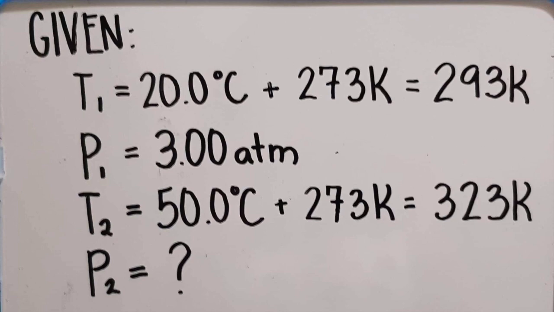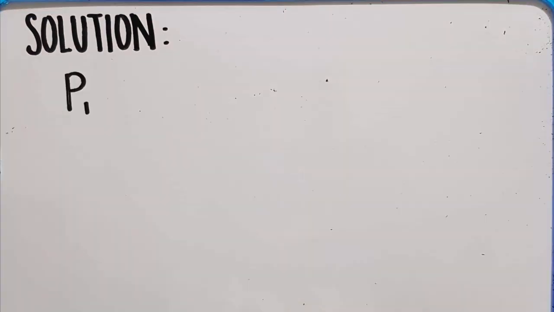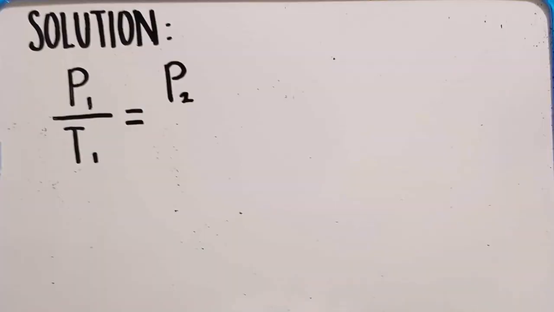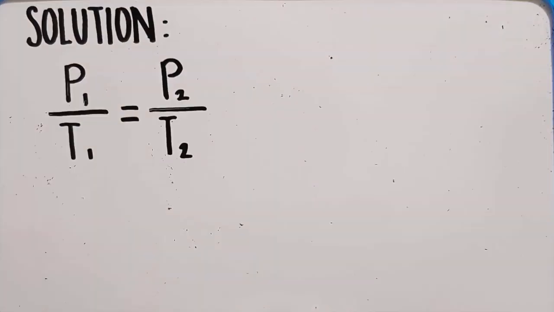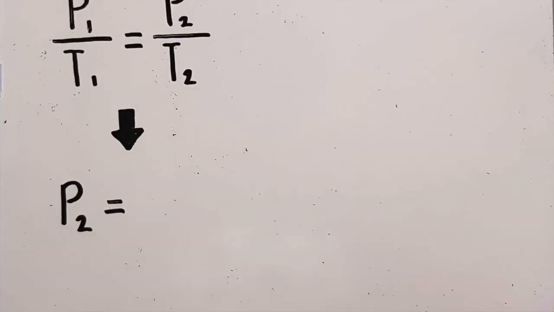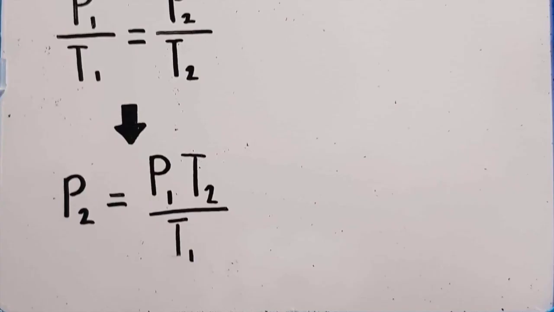Now let's get into the computations. First, to not confuse you at all, write the formula of Gay-Lussac's law first. So it is P1 over T1 is equal to P2 over T2. Then isolate P2 to one side. So it will be P2 is equal to P1 times T2 over T1.